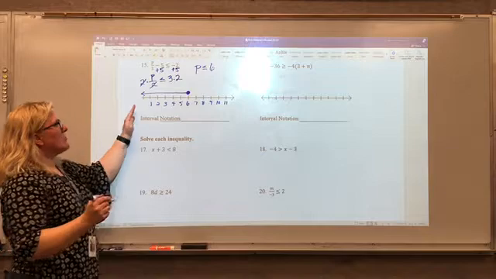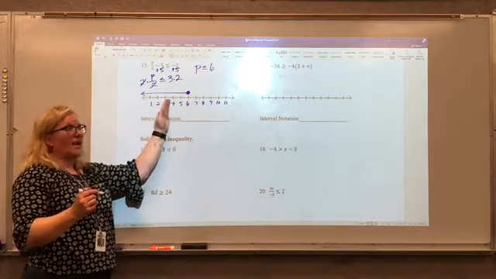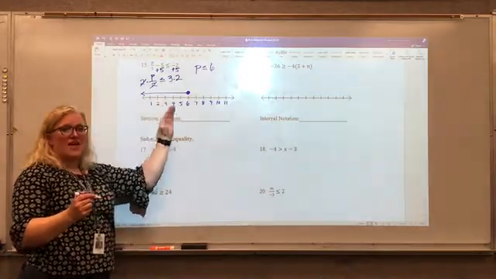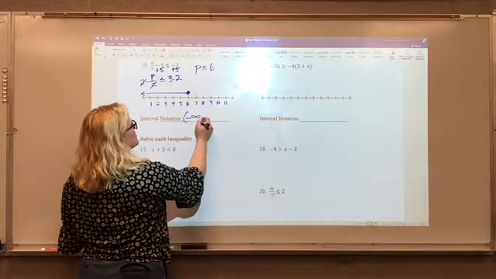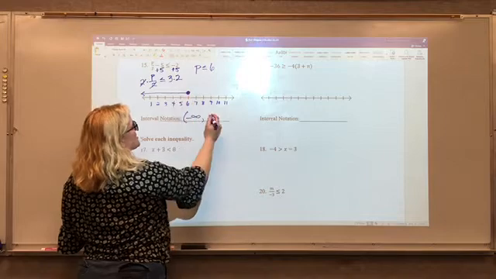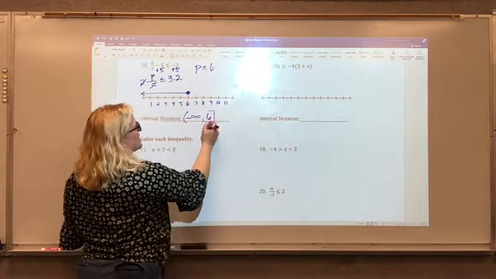Now when I'm looking at interval notation, again I'm going left to right, it's coming from negative infinity. So I've got negative infinity, and it's going to 6, and it's going to stop there. And it includes 6, so I have a bracket.